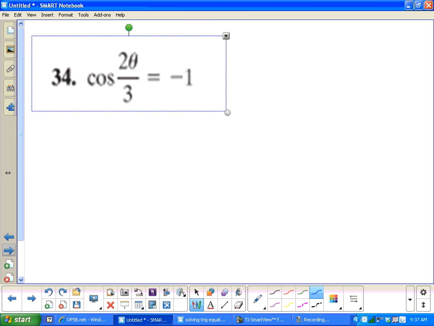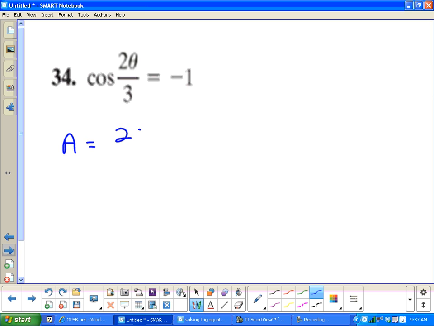All right, now let's look at this one, this kind of complicated one. It's a 2/3. Okay, so let's avoid the problem first. Let's let a equal 2 theta over 3. So we'll get cosine a equals -1.